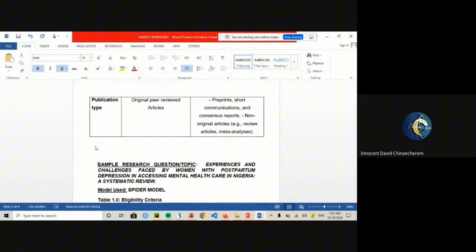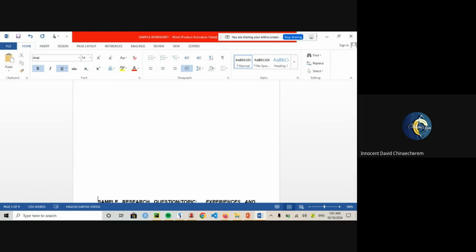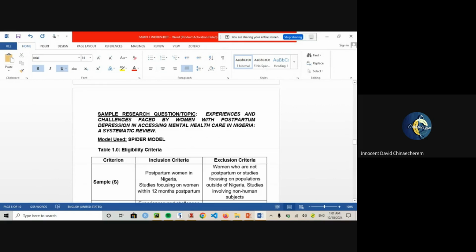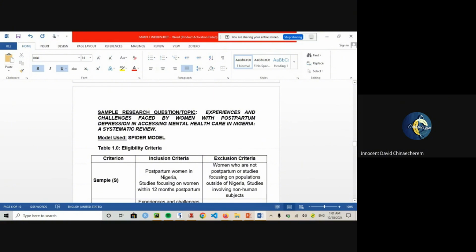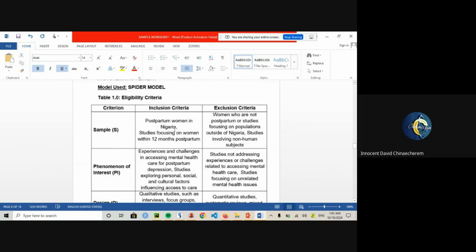So we move into the next sample, where we'll have a look at another model. Here we will be looking at experiences and challenges faced by women with postpartum depression in accessing mental health care in Nigeria. Here, the model is the SPIDER model. When you look at the sample, postpartum women, we exclude women who are not postpartum, studies focusing on populations outside Nigeria, or non-human subjects. The phenomenon of interest is experiences and challenges.